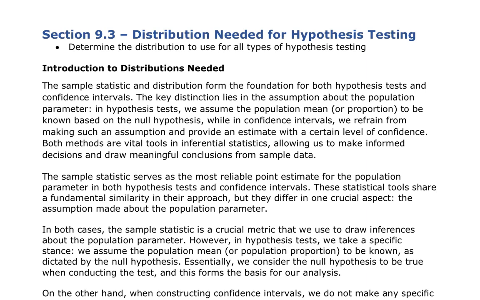In this video, we're going to look at the distributions that are needed for hypothesis testing. The sample statistic and the distribution form a foundation for both hypothesis tests and confidence intervals. The key distinction lies in the assumption about the population parameter. In hypothesis tests, we assume the population mean or proportion to be known based on the null hypothesis, while in the confidence intervals, we refrain from making such an assumption and provide an estimate with a certain level of confidence.